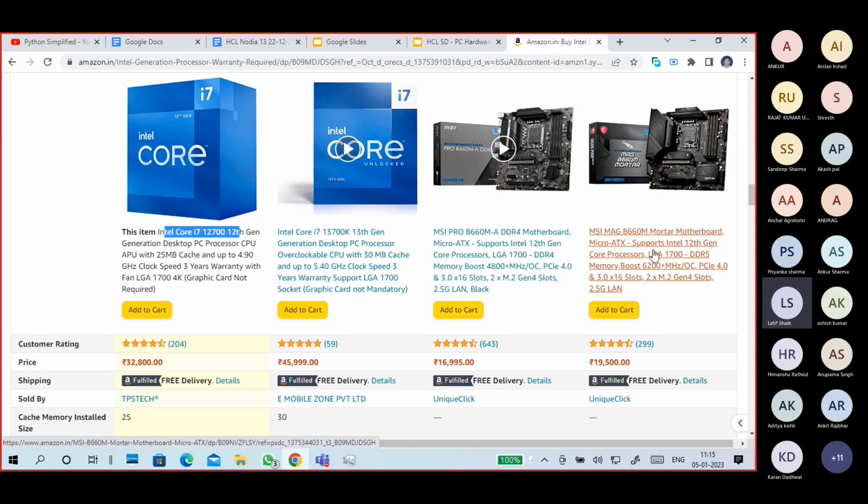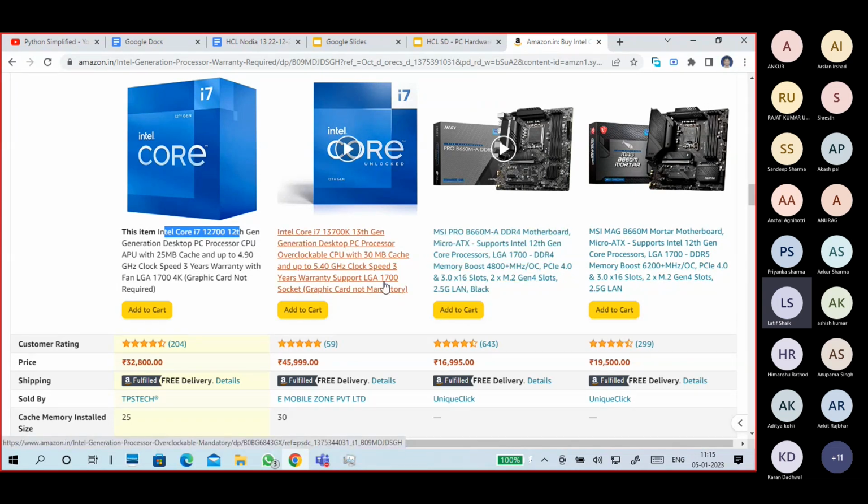Here it is DDR5 we can insert. So both are motherboards, but this motherboard supports DDR4, and this motherboard supports DDR5, and this is LGA 1700. This is also LGA 1700. It means if you take this processor, it supports this as well as this one. But if you take this motherboard, you can use only DDR4. If you take this motherboard, you can use DDR5. That's the difference.